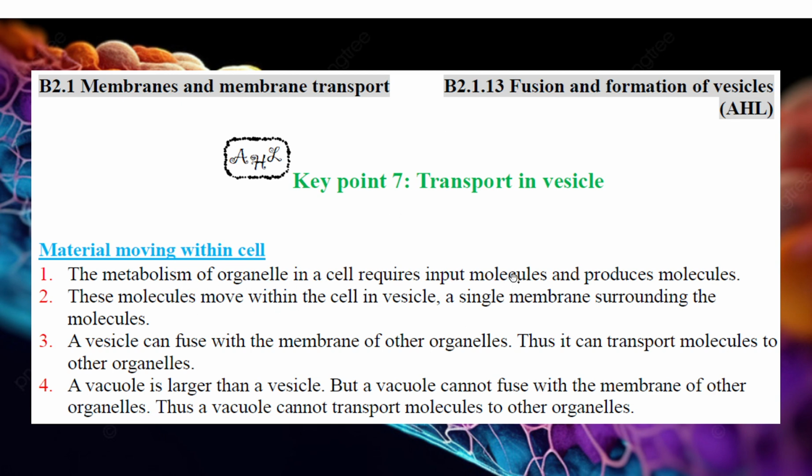So material moves within the cell. The metabolism of organelles needs input molecules and it also produces molecules. So you need to get the material in and then get the material out. And then these molecules will move within the cell in vesicles. It is a single membrane surrounding the molecules. A vesicle can fuse with the membrane of another organelle, so it can transport molecules to other organelles.